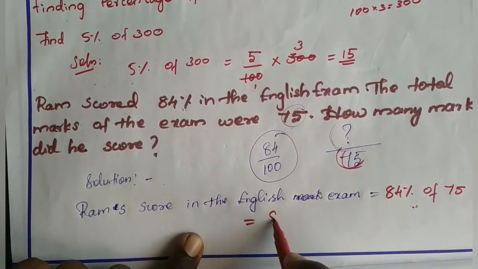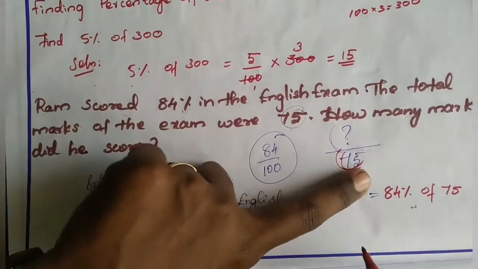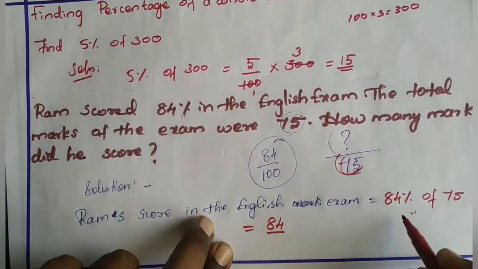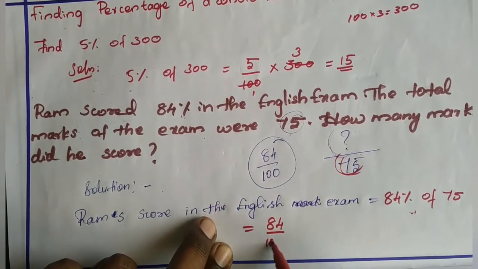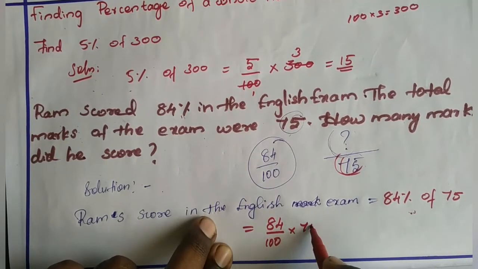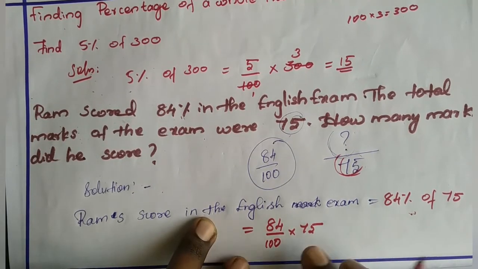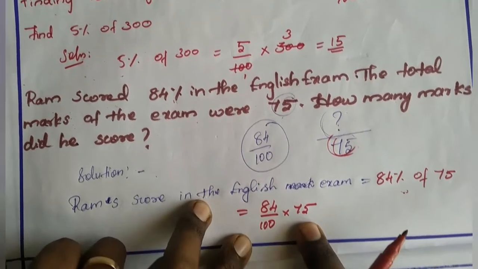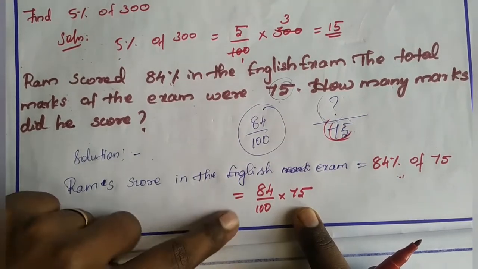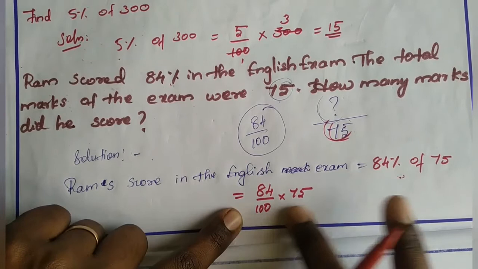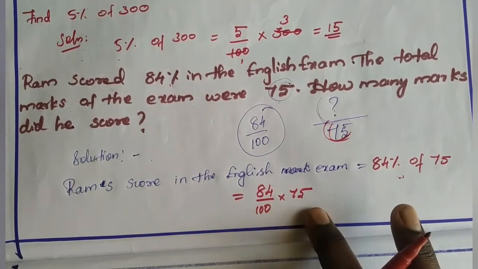Write 84%, then use this of 75. So 84% means 84 divided by 100 into 75. Again, the cancel method is there. You can use the five table. For easy calculations, we use the five table first. We can go by the easy method. We can start with the five table.